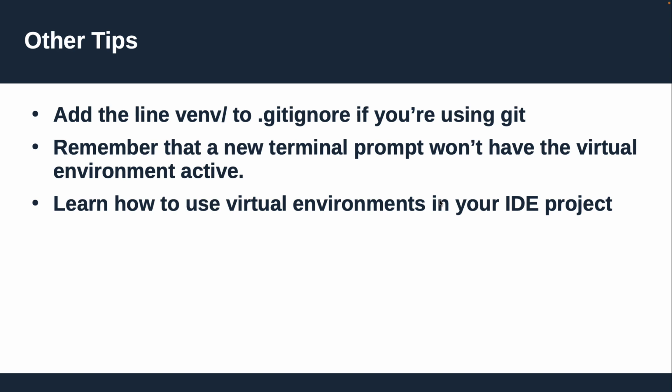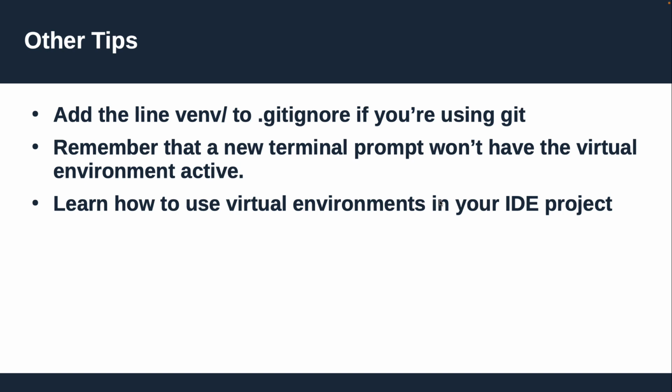Finally, I said I'd leave you with some other tips for using virtual environments. One thing, if you're using Git, that's important to remember is to add a line with venv and a / at the end to .gitignore. If you're using Git, you really don't want to be including the contents of your virtual environment. Again, you can use pip freeze to export your requirements, and you can check that in instead. But you don't want to have the whole binary Python and everything else that's underneath the venv directory checked into your repository.